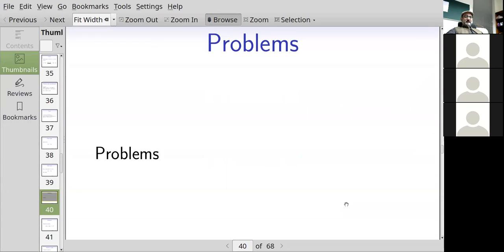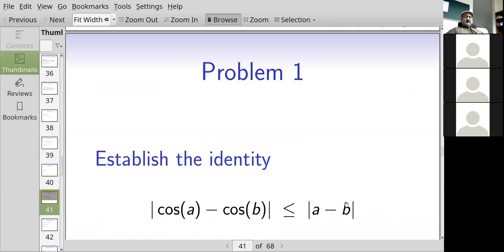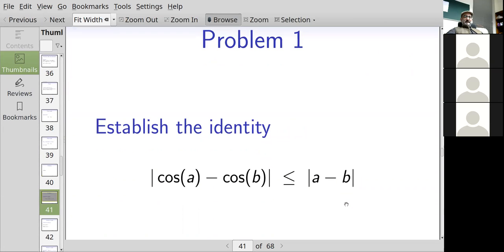All right. So let's try and get a result like this. I claim that you can use the mean value theorem to do this. How about I give you 2 minutes to think about how you might use the mean value theorem to do this problem.